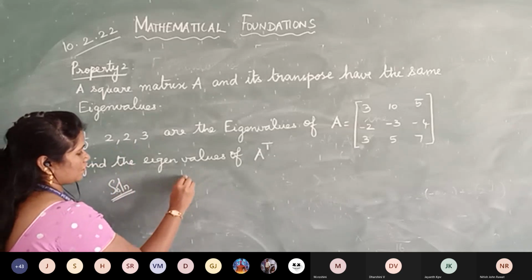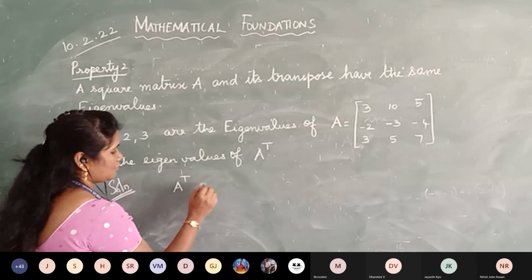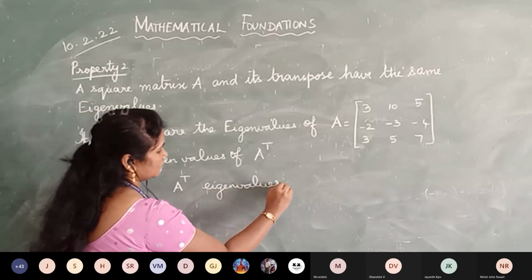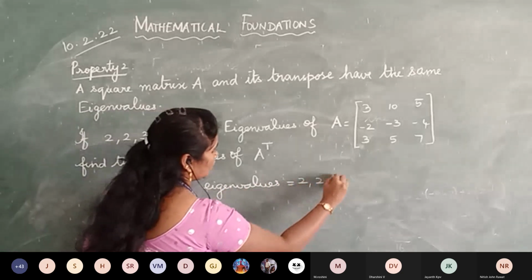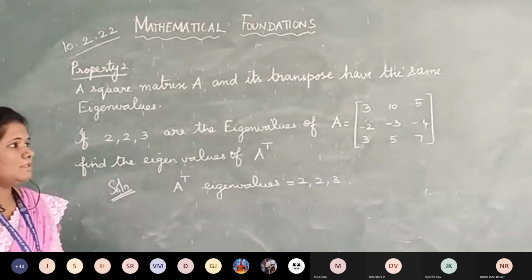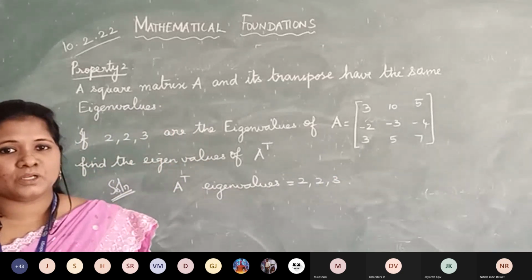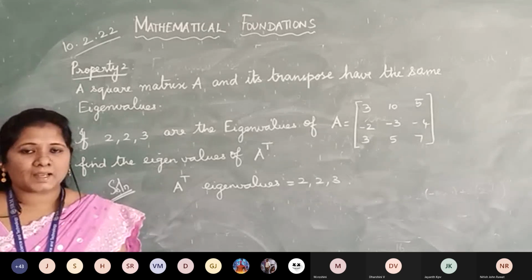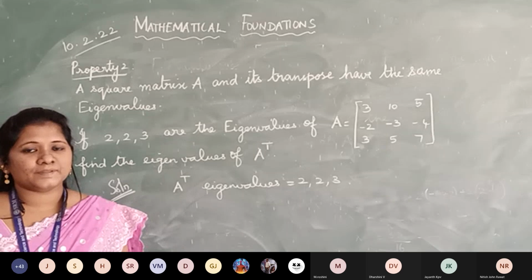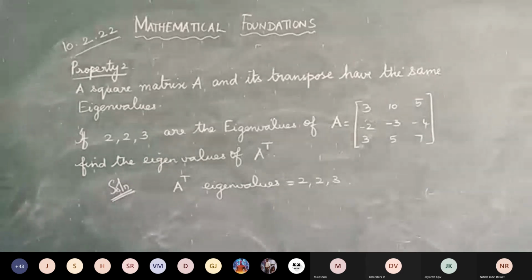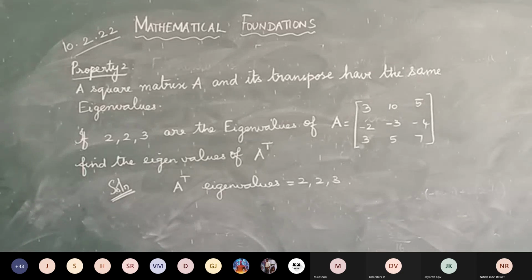What will be the eigenvalues of A transpose? Your A transpose eigenvalues will also be 2, 2, 3 by this property. Okay? So in your 1 mark question only, these will be asked. So you have to remember that the given matrix and its transpose will have the same eigenvalues. You need not find your characteristic equation and solve that equation.